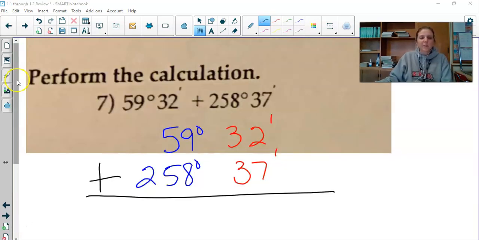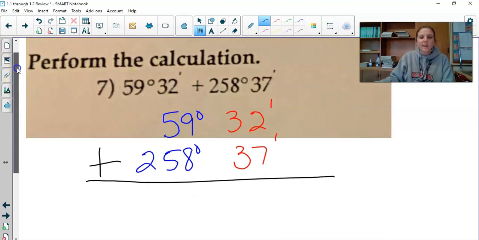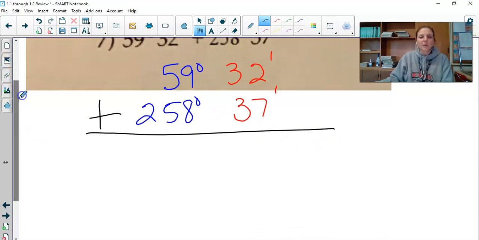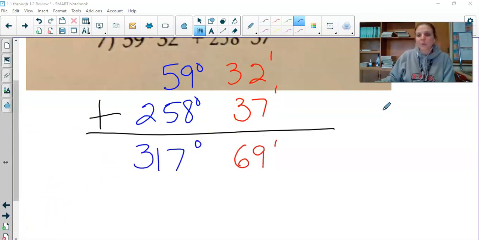So this question says to perform the calculation. So I went ahead and lined them up. Now I'm going to add. So I'm going to go ahead and add up the minutes column and the degrees column. So although this is what you get when you add up the columns, this is not considered a simplified answer.